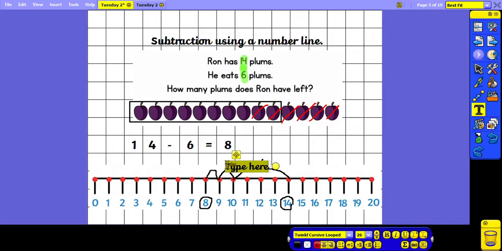So each time here, we just took 1 away. But altogether, we did 6 jumps backwards. Okay, and when you get used to this method, it is quite a bit quicker than doing it the other way.